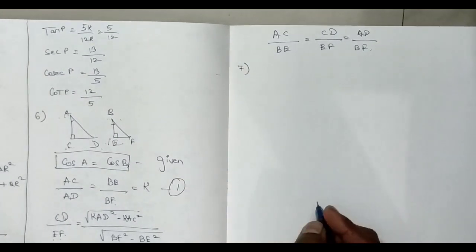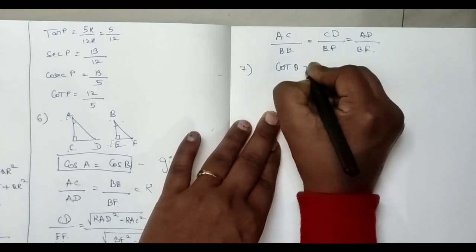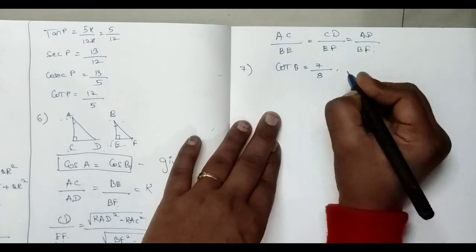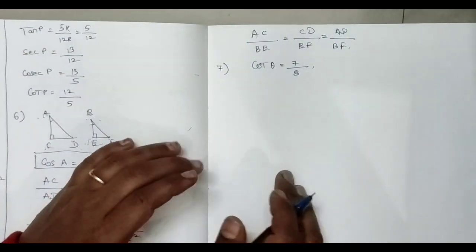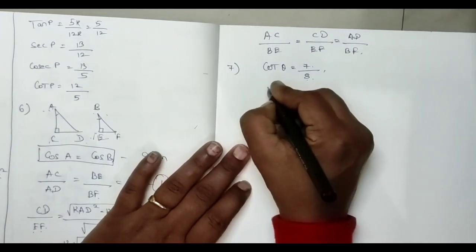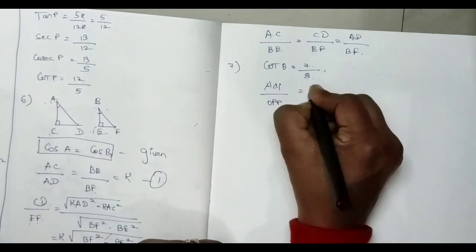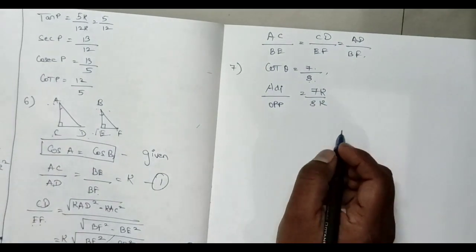Moving to the 7th sum, what is given is cot theta is going to be 7 by 8, and now we have to evaluate 1 plus sin theta into 1 minus sin theta and 1 by cos theta into 1 minus cos theta. If cot theta is going to be 7 by 8, it is nothing but adjacent by opposite. So adjacent by opposite, we have it as 7 by 8. We'll assume it is for any integer k.